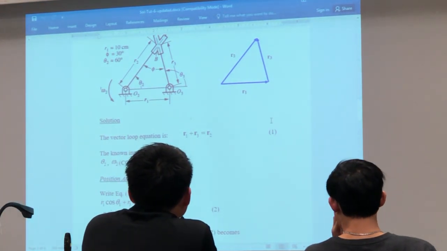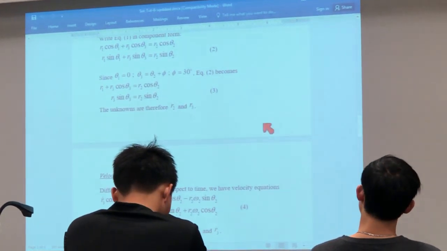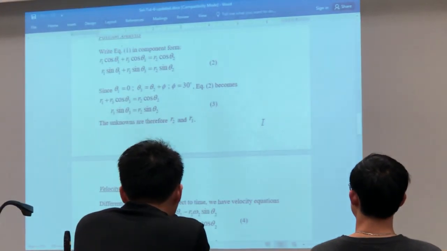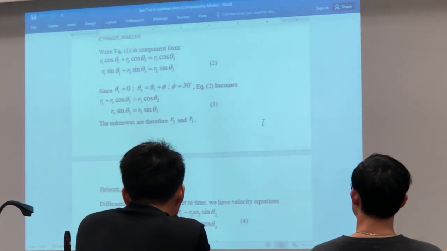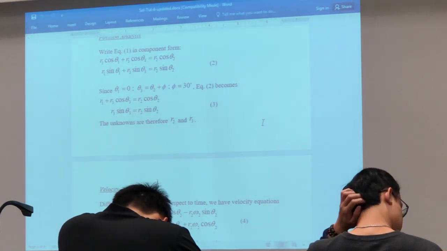Now to do the differentiation, you need to recall what you have learned in mathematics. Take an example. Now we see you have an r cosine theta.